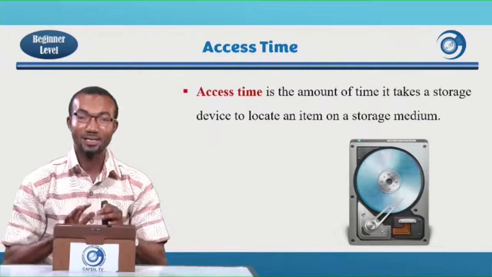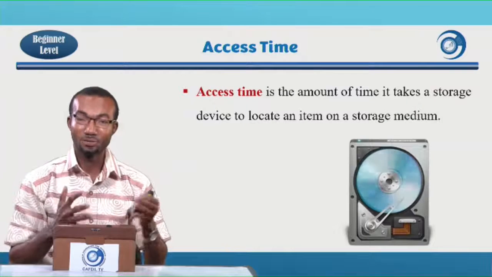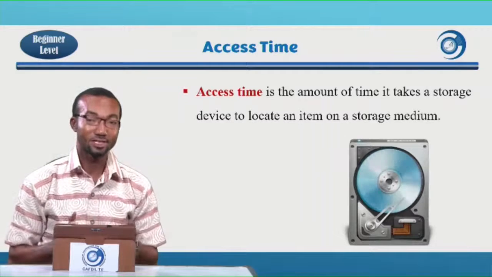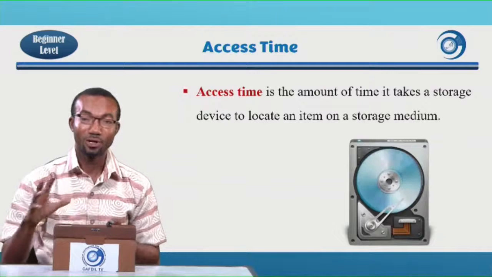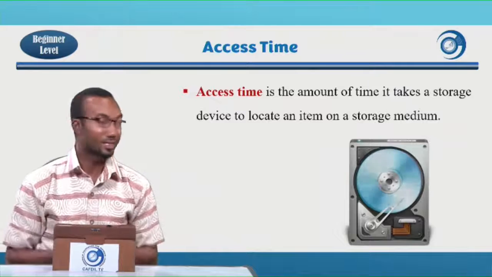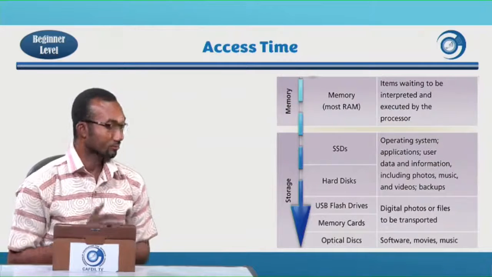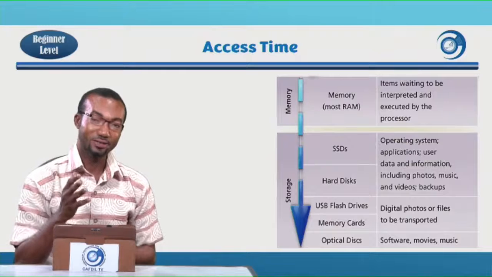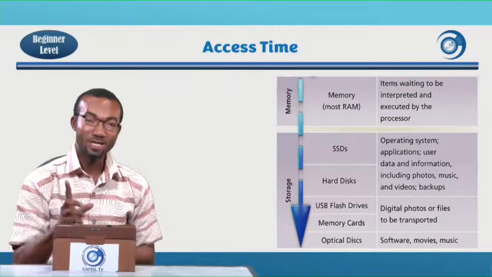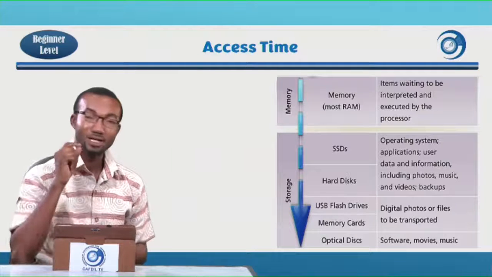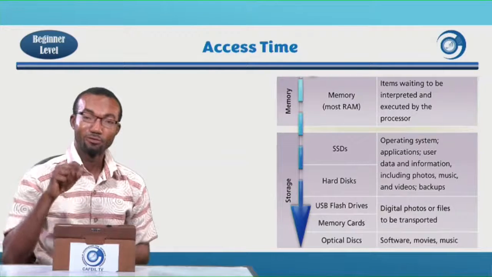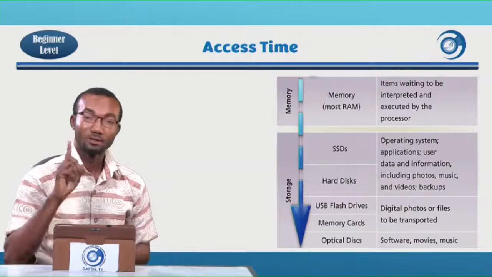And viewers, the access time of all the media we talked about at the beginning of this lesson are not the same. The access time for magnetic, optical, and solid state are not the same. So let's look at this. In the previous lesson, we started with memory. We talked about the random access memory as the main memory of the computer system. So when it comes to access time, the amount of time it takes for information to be located, RAM is number 1.